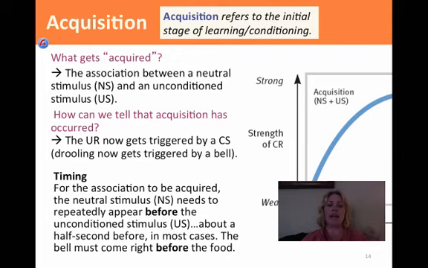Now, timing is key. Timing is very key. So for the association to be acquired, the neutral stimulus needs to repeatedly appear before the unconditioned stimulus. Again, this is key here. The neutral stimulus needs to repeatedly appear before the unconditioned stimulus. About a half second is ideal in most cases. The bell must come right before the food, or in the experiment in class today, Pavlov, water. The neutral stimulus had to come first.